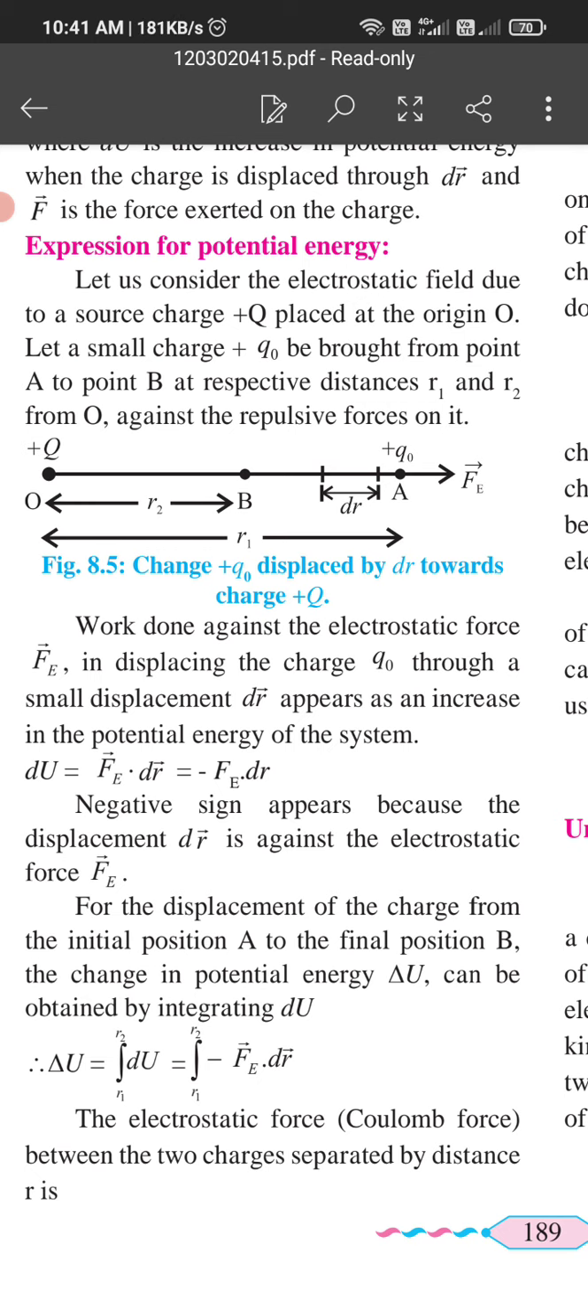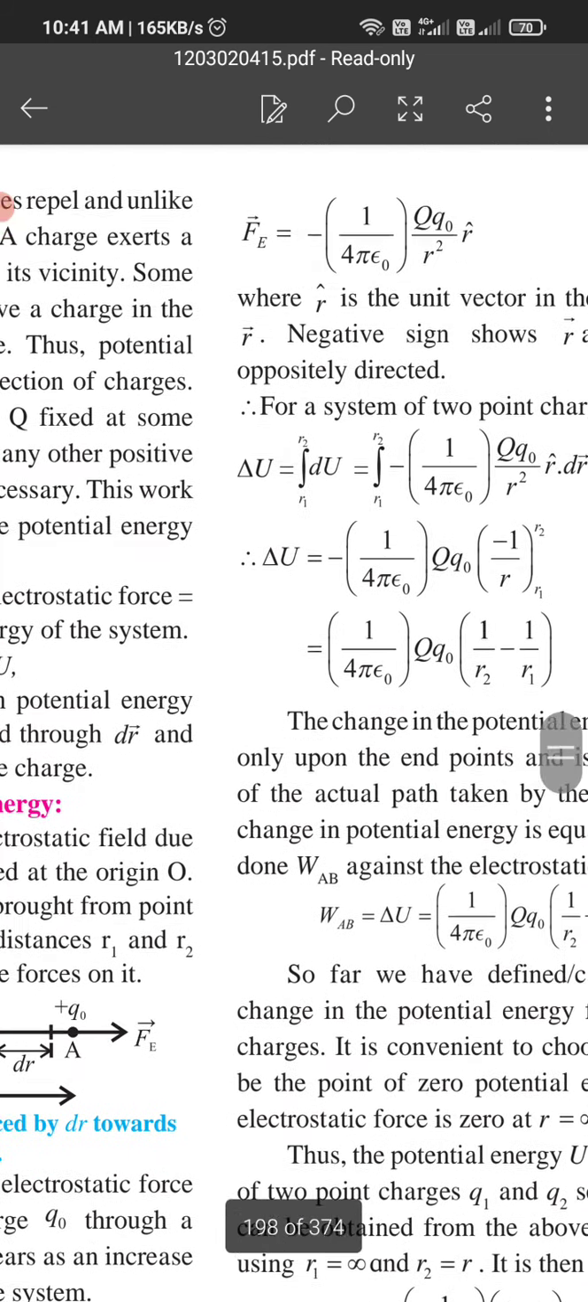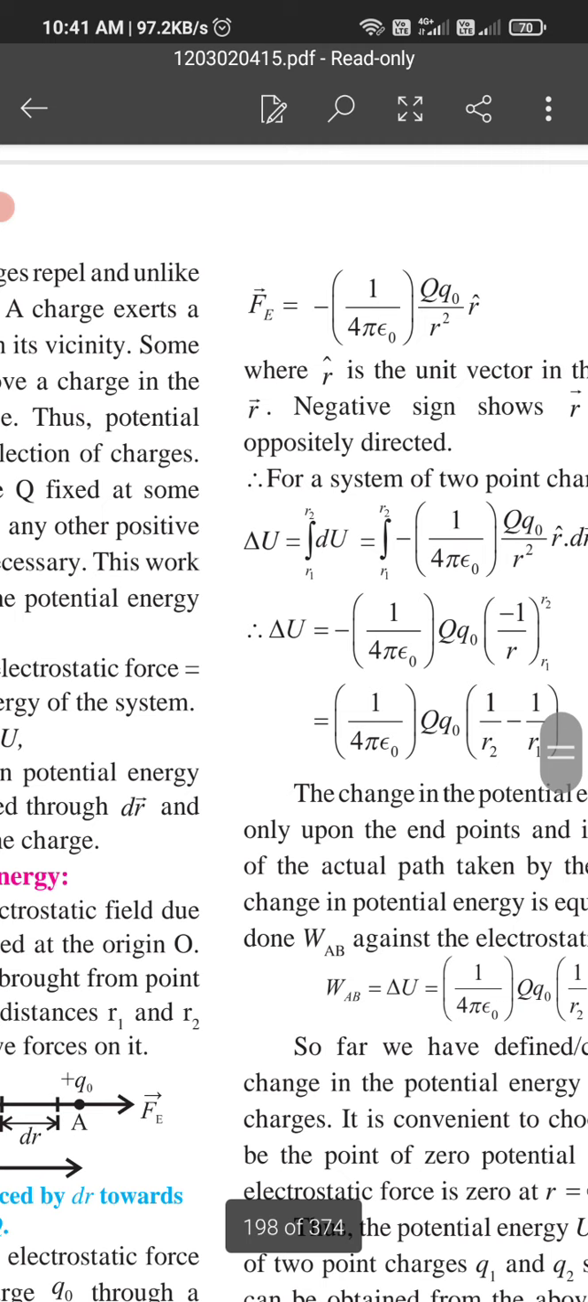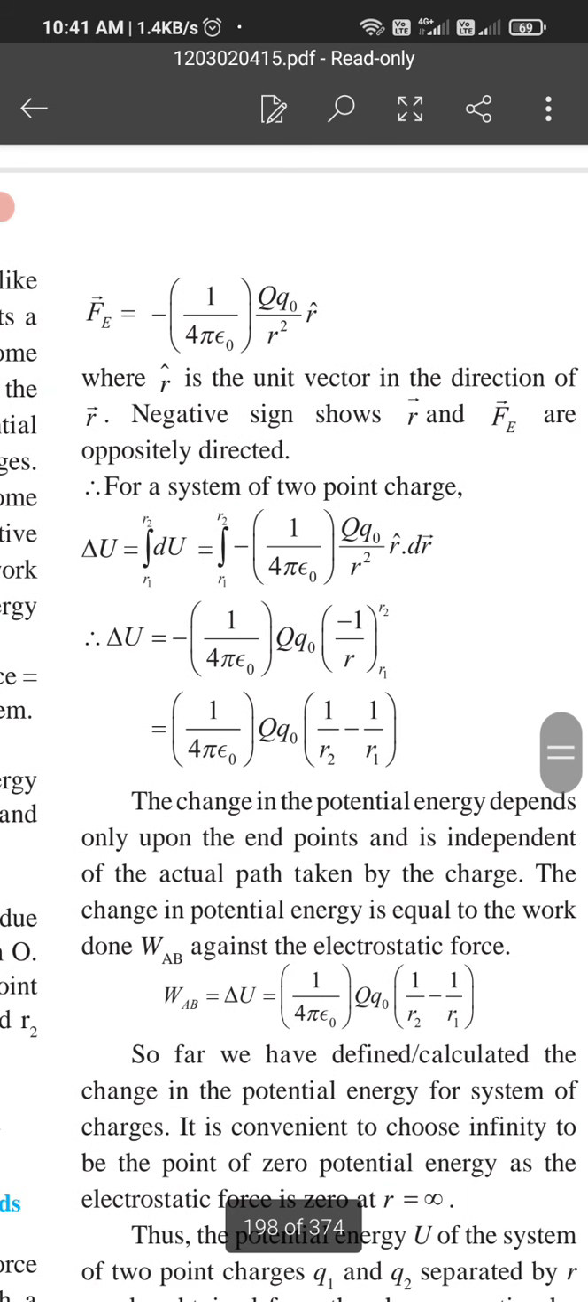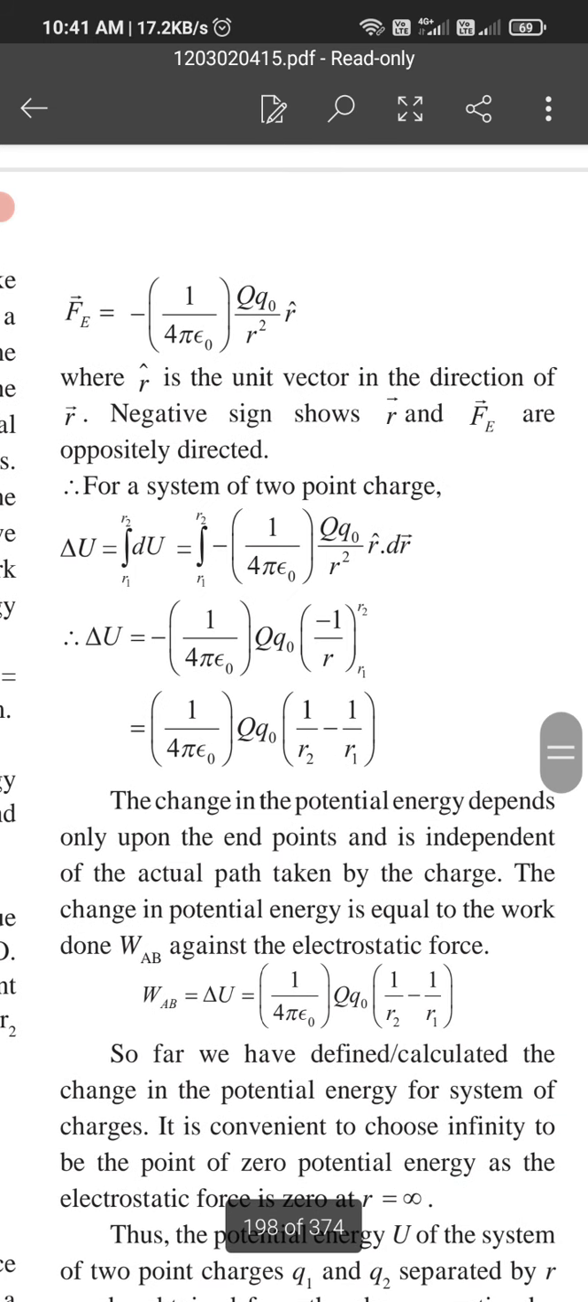The electrostatic force, that is Coulomb force, between the two charges separated by a distance r is Fe vector is equal to minus 1 upon 4 pi epsilon naught capital Q into Q naught upon R square into R cap, where R cap is a unit vector in the direction of R vector. Negative sign shows R vector and Fe vector are oppositely directed.